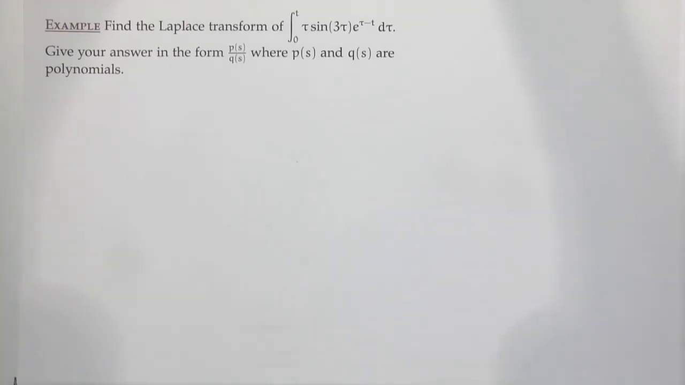Find the Laplace transform of the integral from 0 to t of tau sine 3 tau e to the tau minus t d tau. Now, in case you're wondering, where did this problem come from? This came from a final from last fall. And your answer needs to be written in the form of polynomial over polynomial.